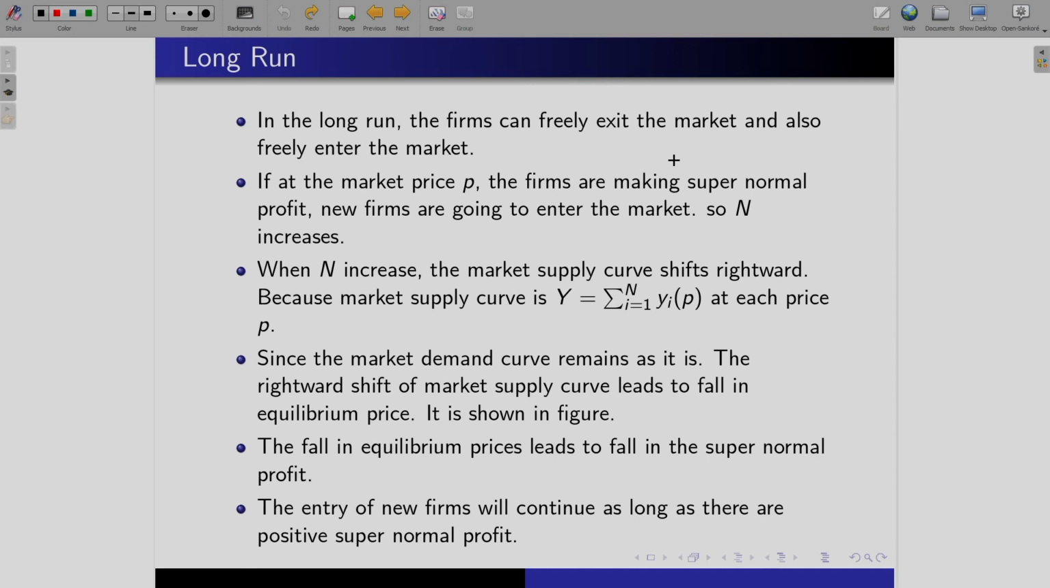In the long run, what happens? Firms can freely exit the market or freely enter the market. Why is freely important? Because here firms do not have to make any expenditure or bear any cost for entering the market or for leaving the market.